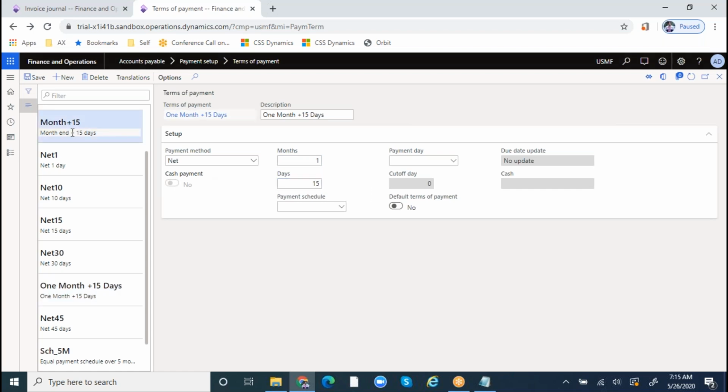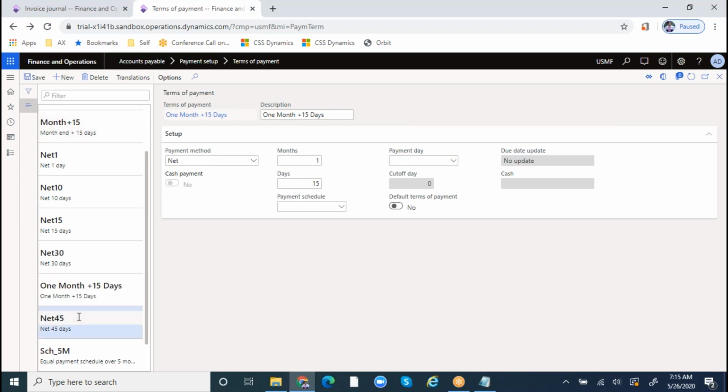There is also month end plus 15 days. That is a different scenario, with a payment day that I need to explain to you. We'll discuss this later. I'm not concentrating on this one. Forget about this one for the time being.